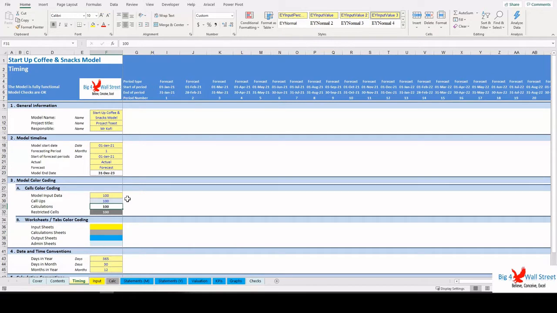There is also a color coding for the various tabs of the model. Yellow tabs are mostly assumptions tabs, gray tabs are calculations tabs, blue tabs are outputs tabs, that is effectively results or graphs, and finally light blue tabs are admin tabs, for example, the cover page, contents and checks.